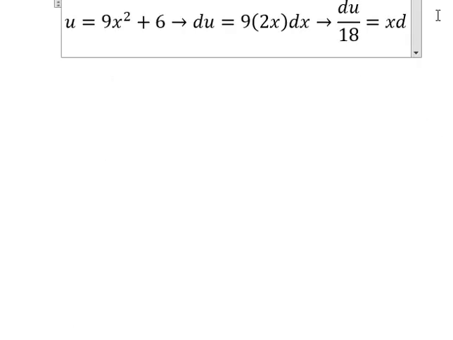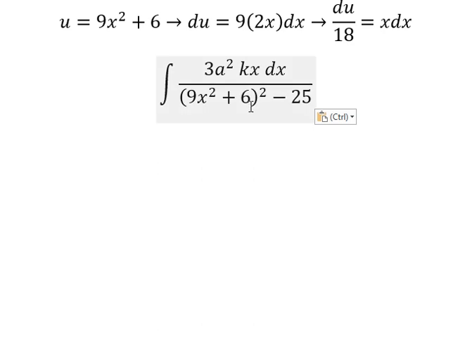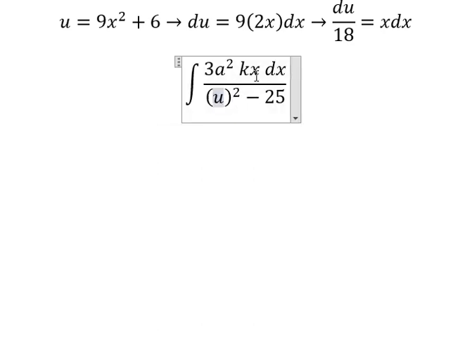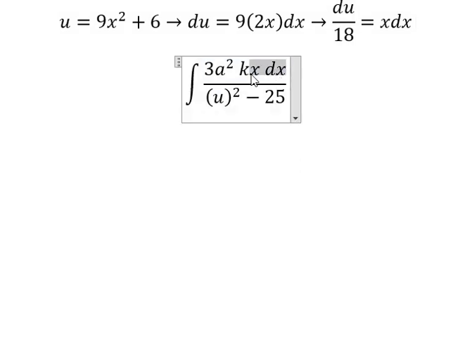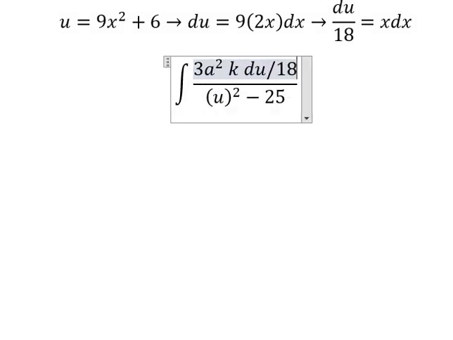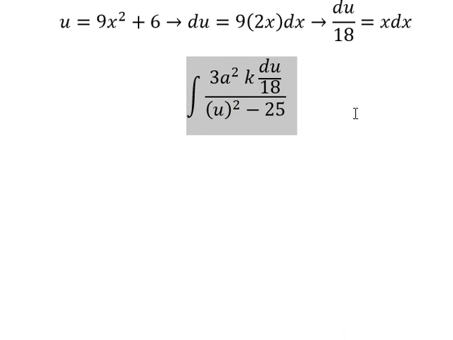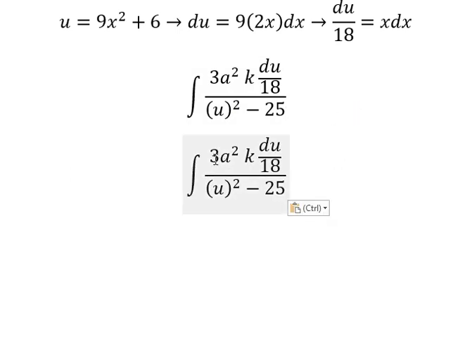So, this one we change by u. The s we change by this one. So we know that they are the constant. So I will put this number outside.